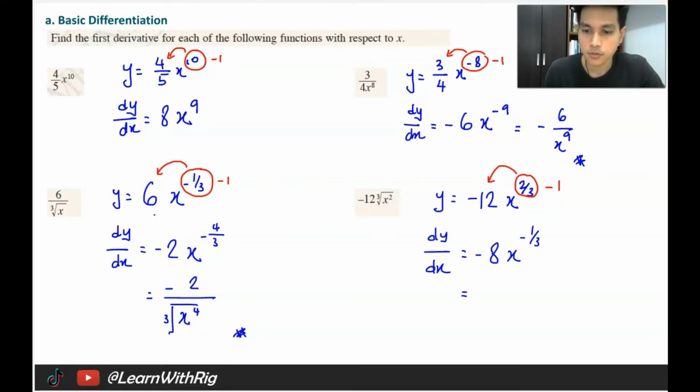So in other words, it's going to equal negative 8 over x. Because it's negative, it's going to be a fraction, so the x is at the bottom. And then 1 over 3 means cube root. So this is your answer. Alright. Next.